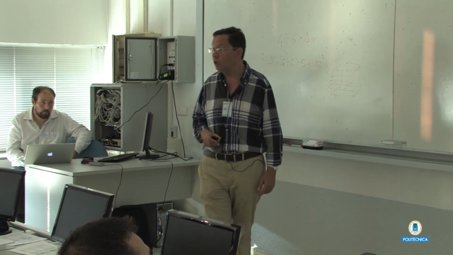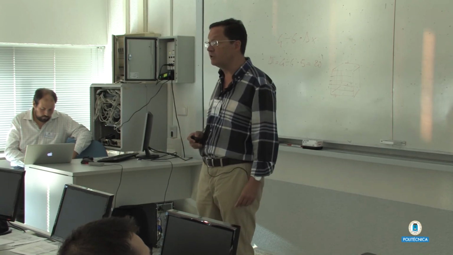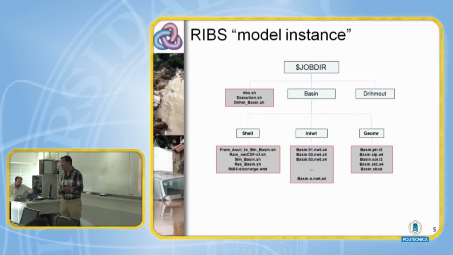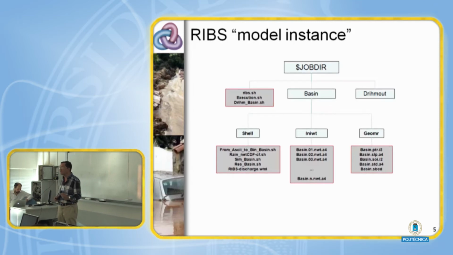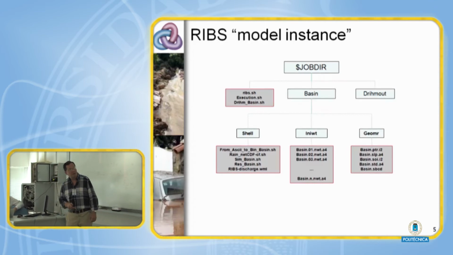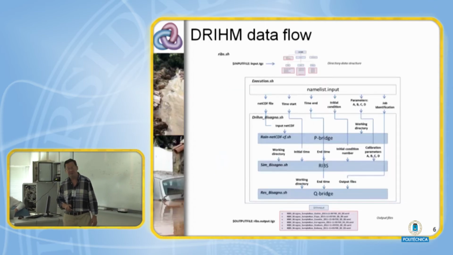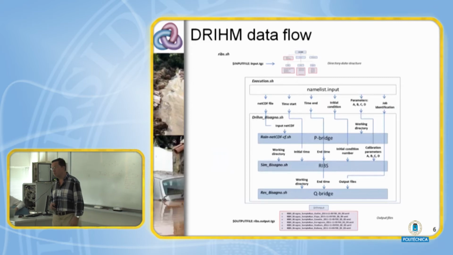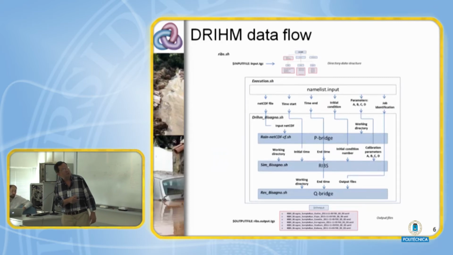A script for all models that are included in DRIHM. So in the version of execution that we are using in our model instance, what we do is call a specific shell script that contains all the information relative to that specific model instance. All right, so from that, as we saw yesterday, we follow the data flow.